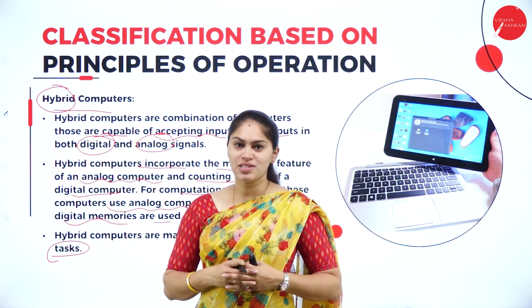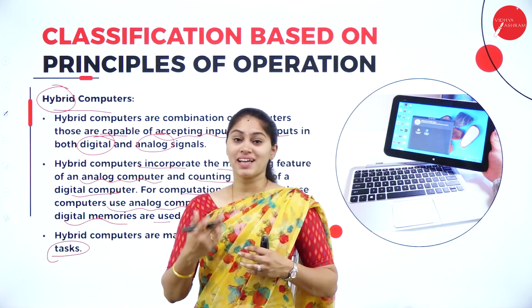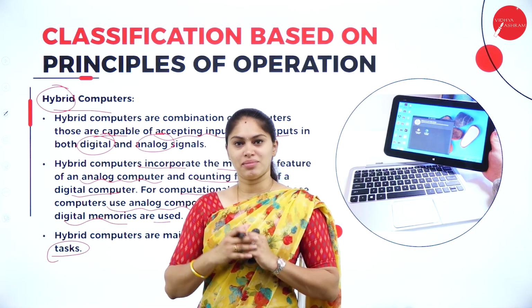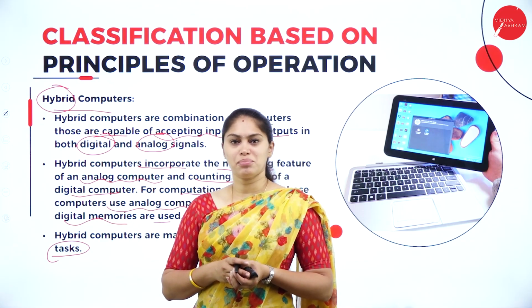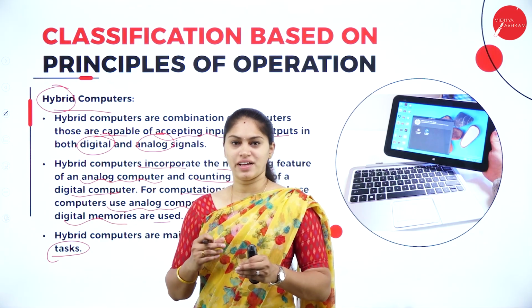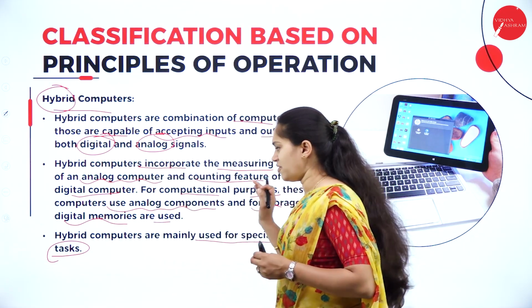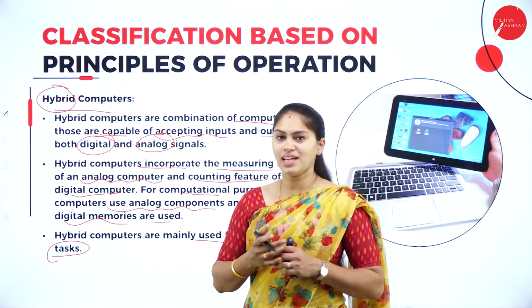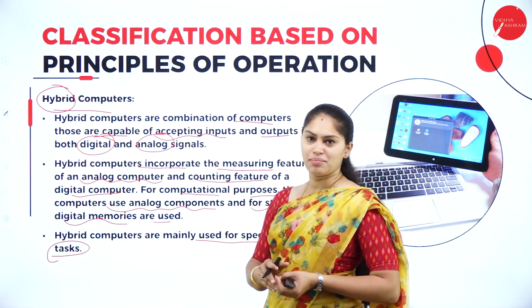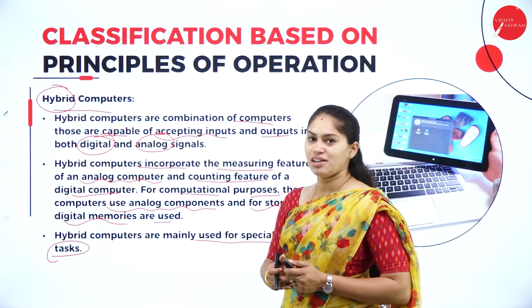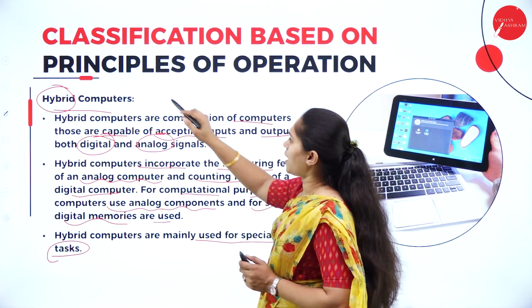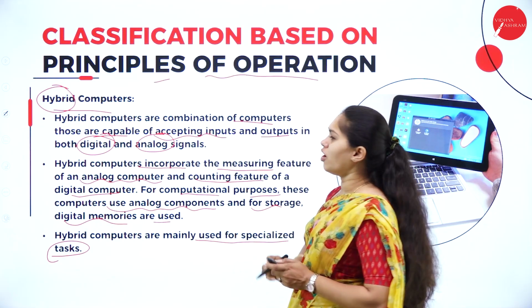So what is the usage of this hybrid computer? What are the examples we can have? Gasoline machines, and we are going to use this hybrid computer in the area of defense and for the purpose of forensics. So in all the specific tasks where we have to take more risk, there we are going to use this hybrid computer.